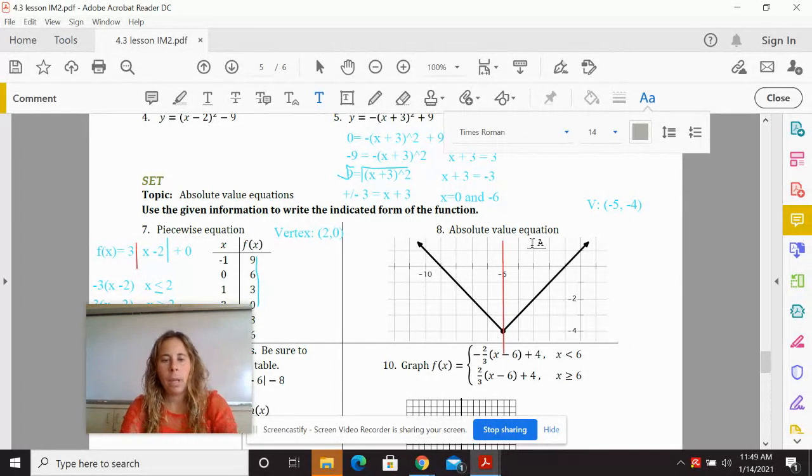It doesn't tell us, so I'll make it f of x. f of x equals my slope, which is 1. And then you have the absolute value.